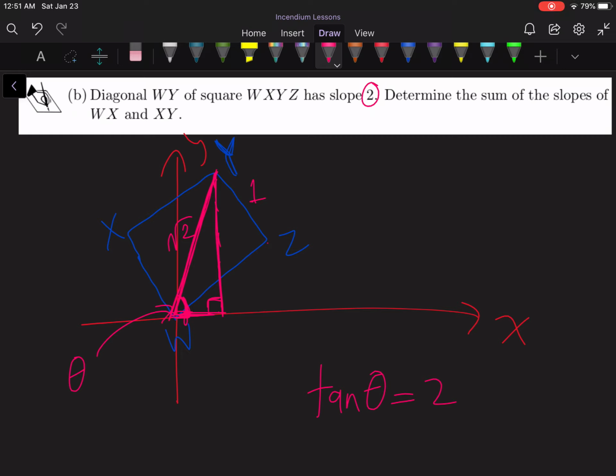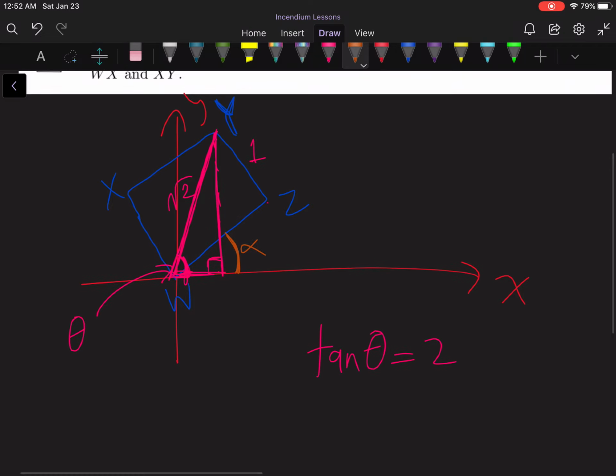Okay, that's pretty neat. Next, let's think about what this angle is. I'm going to change colors. What is this angle here? Let's call it alpha. From the diagram, you can see that alpha is theta minus 45 degrees, just because it's a square, so this angle in here is 45. So alpha would be theta minus 45.